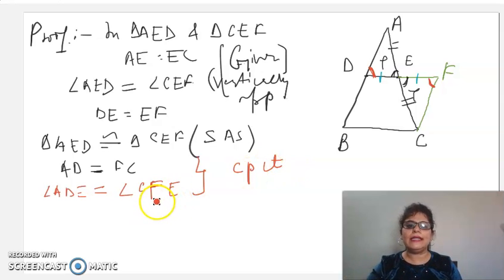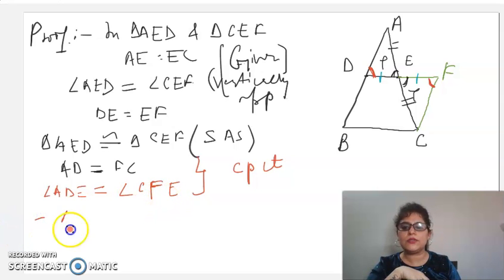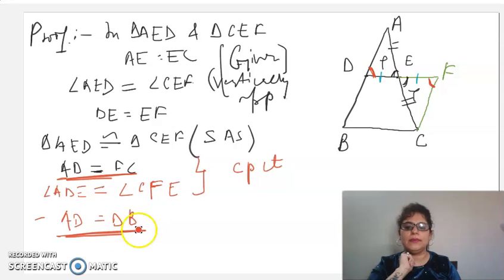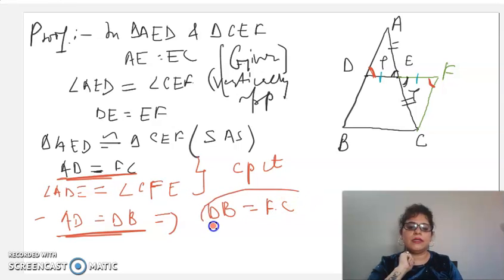Okay, now we have shown that AD is equal to FC, but what was given to us is that AD is equal to DB as well. This was already given because D is the midpoint. So from these two, AD is equal to FC and AD is equal to DB, what do these two imply? These two imply that DB is equal to FC. This is one condition which will be used further.